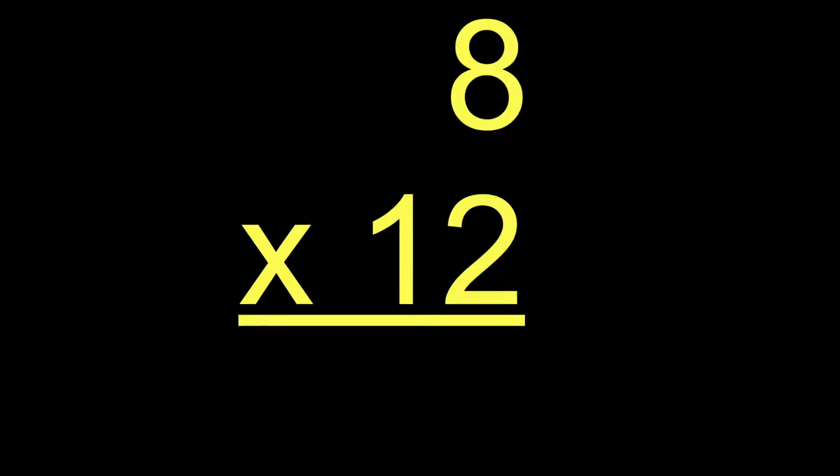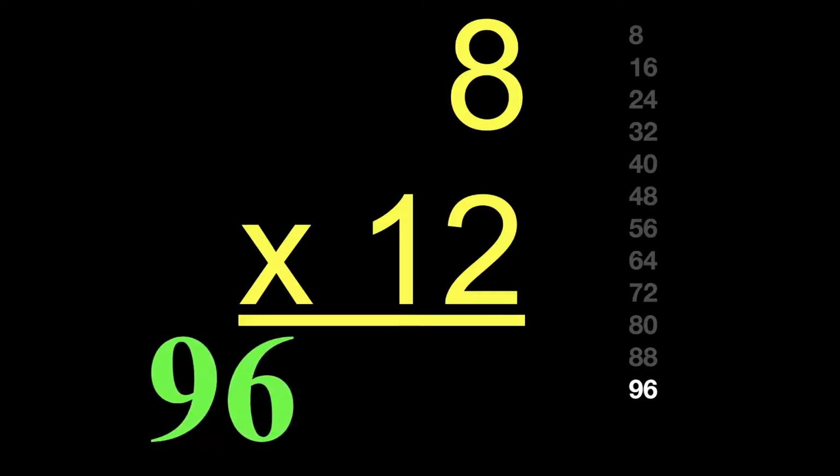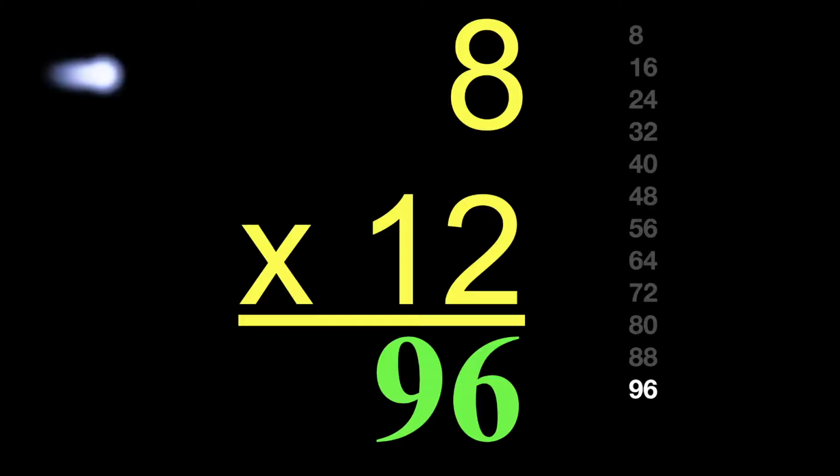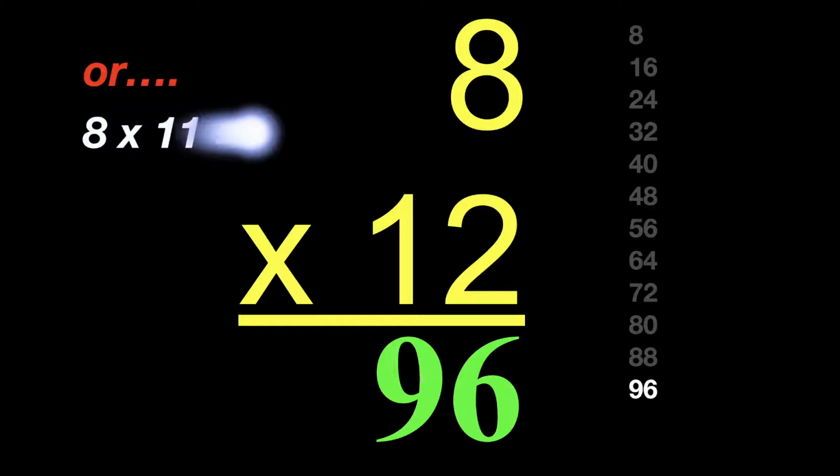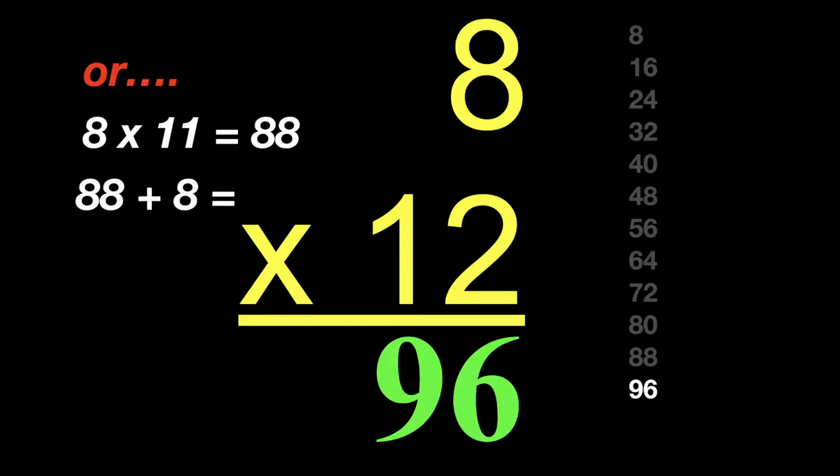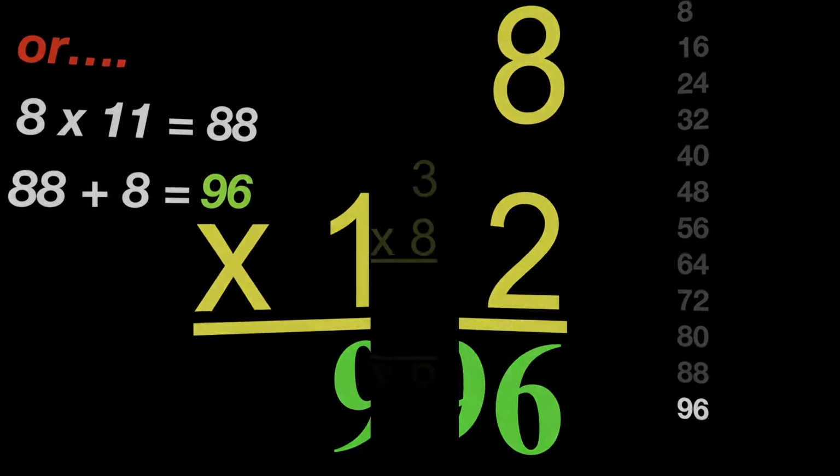8 times 12, 8, 16, 24, 32, 40, 48, 56, 64, 72, 80, 88, 96. Or another way that you could look at that is that 8 times 11, which, remember, we said 11 is an easier fact, is 88, and that's just one less than 12. So you could take the 88 and add 8 more and get 96. So it's just another way of looking at that fact.